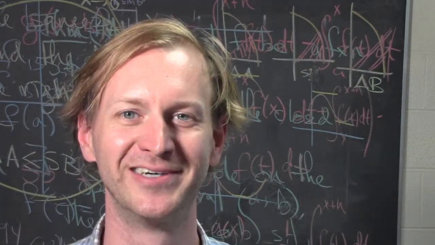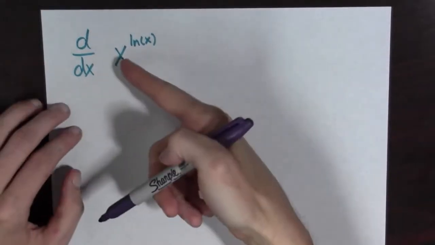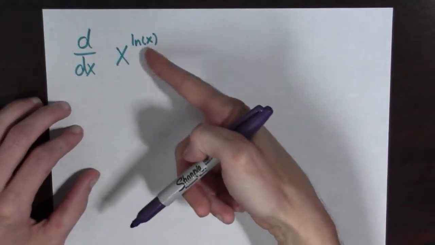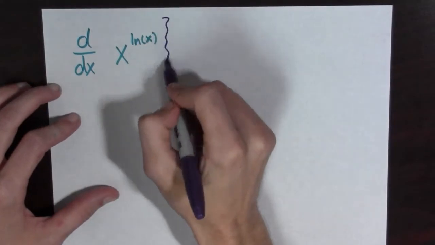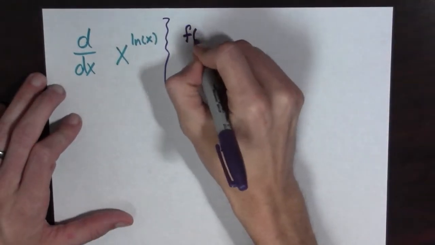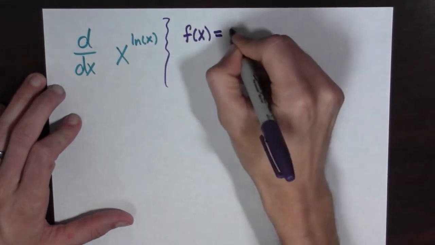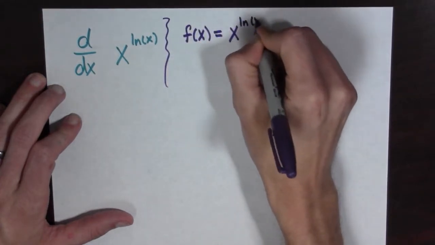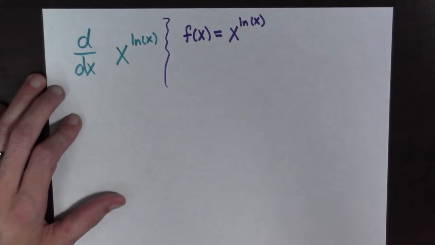Third example. So now I want to take the derivative with respect to x of x to the natural log of x. Again, I'm going to use logarithmic differentiation. So I'm going to write f of x is equal to x to the natural log of x.